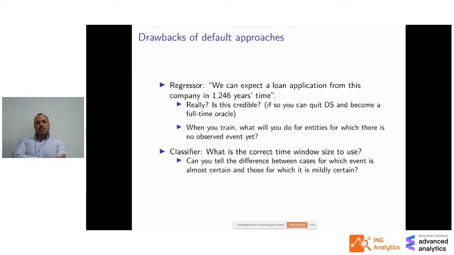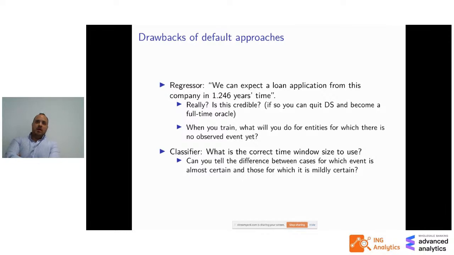But okay, I'll give you a brief overview of some of the drawbacks of these approaches. If you decide to go for the regressor, then, if you read the first line there, you can end up with predictions like, if you were trying to predict loan applications, we can expect the loan application from this company in 1.246 years' time. That's not really a credible prediction, right? You can make it, but when the time comes, let's see if that actually happens. It's very unlikely unless the process is already very deterministic, in which case you don't need to model it like this.